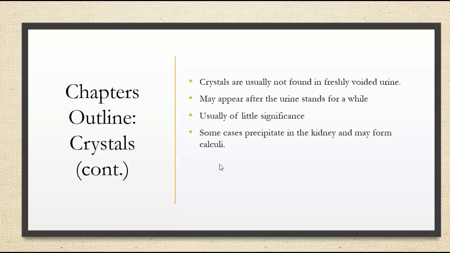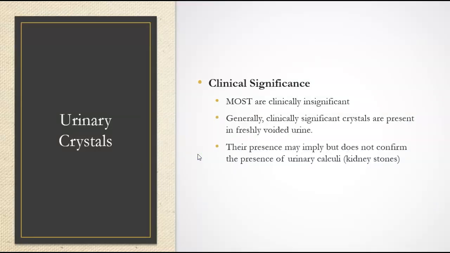So typically when we're going to look at crystals, we're not usually finding them in freshly voided urine. Typically we're going to see them develop after urine has stood for a little while. Usually they're not really significant. Sometimes they can indicate a predisposition to kidney stones. So that's typical, your calcium oxalate, your uric acid. Most of our crystals are clinically insignificant. Typically our clinically significant crystals are present in freshly voided urine, not necessarily urine that is sitting around.